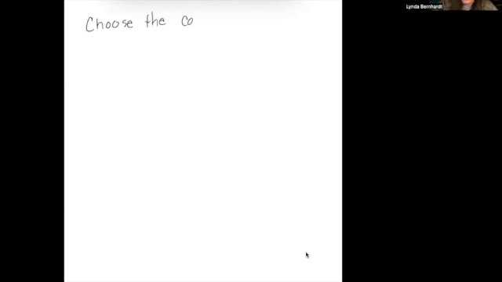choose the correct word name for, and here's one of them. If you see this, you have to figure out what you would call it.